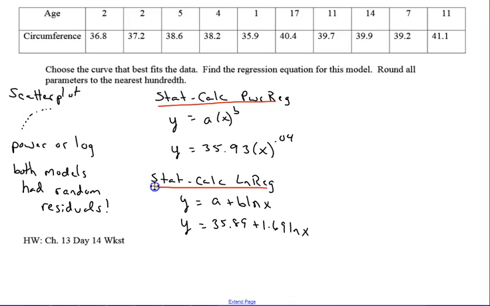Most of the time you will be told what regression model to choose. So remember, you're going to be looking at power regressions, log regressions, sinusoidal regressions. If you're doing a sinusoidal, make sure you're in radian mode. You could be doing quadratic regressions, linear regressions, and most of the time you will be told what model to use. If you're not told, you're going to have to look at the residual graphs to determine which model to use.